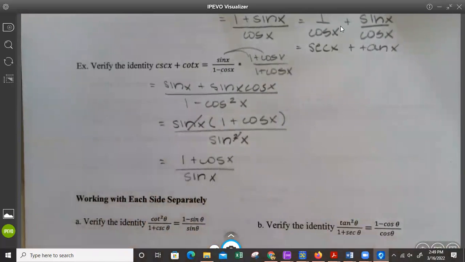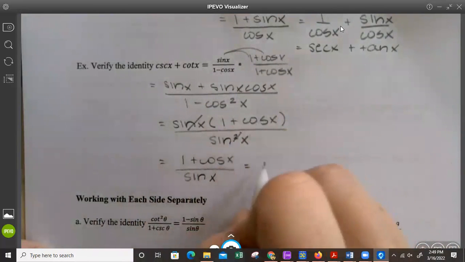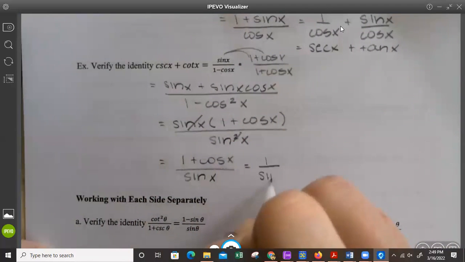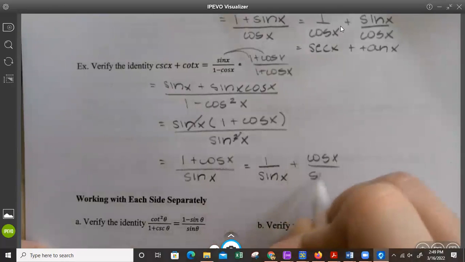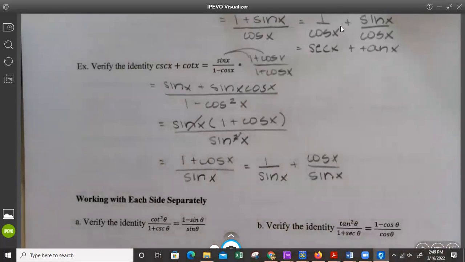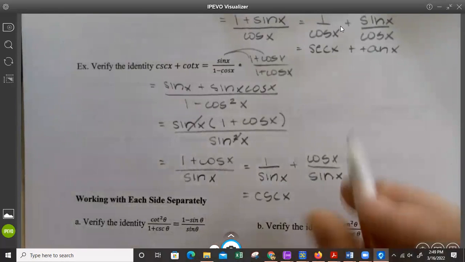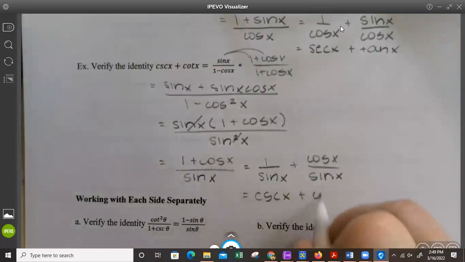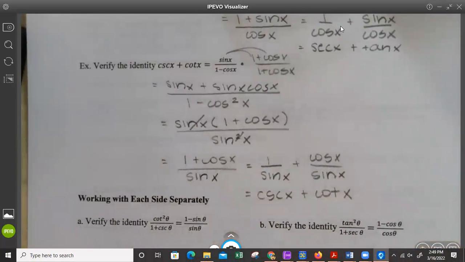It's good when you have addition in the top. You don't have to fix it. You can split it. So what are my 2 fractions? What's my first one? 1 over sine x plus my second one is cosine x over sine x. What is 1 over sine? Cosine over sine? Cosine. Looks just like the other side.